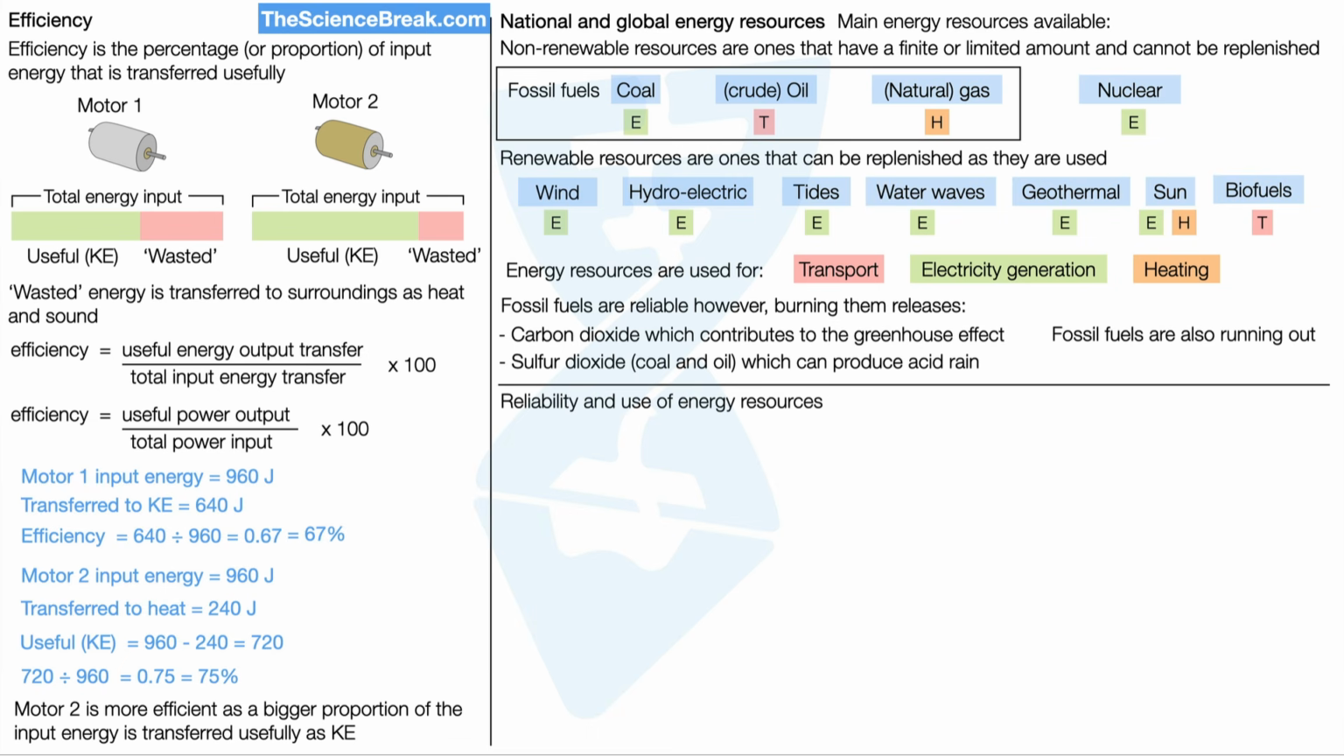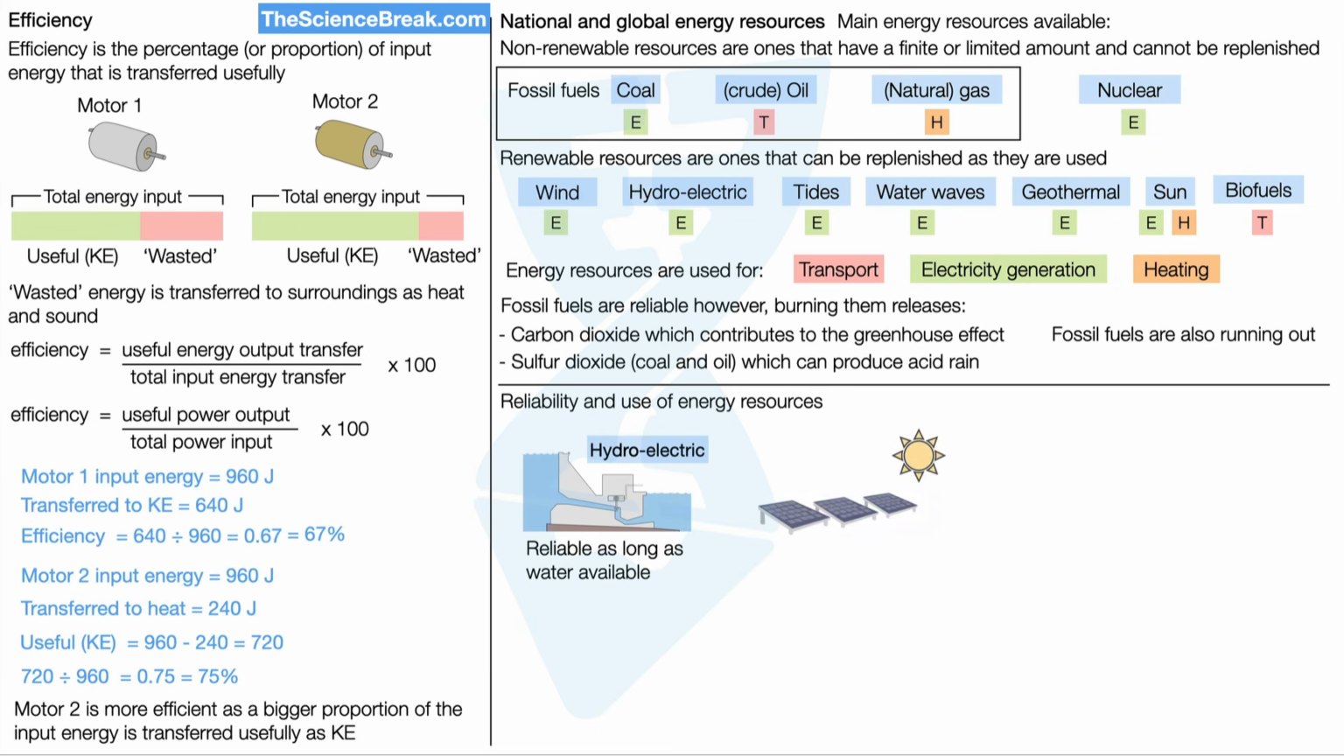Finally, reliability and use of energy resources. Hydroelectric. This is where water falls from a high point to a low point and turns turbines. This is reliable as long as water is available. We have the sun as an energy source. This is unreliable because it depends on the amount of sunlight, the time of day, the weather, cloud cover, and the season.